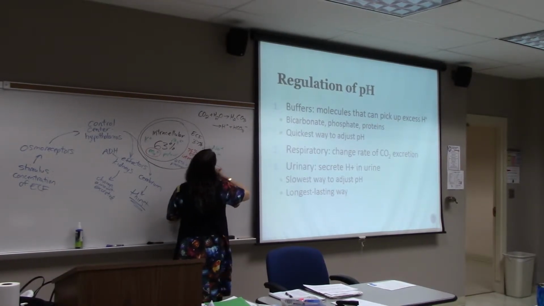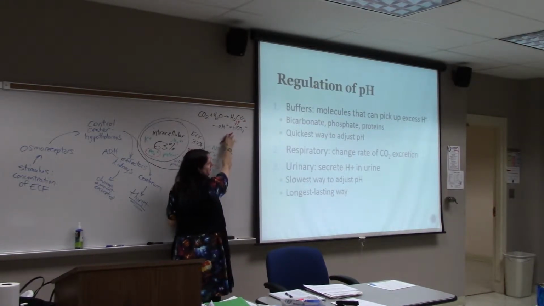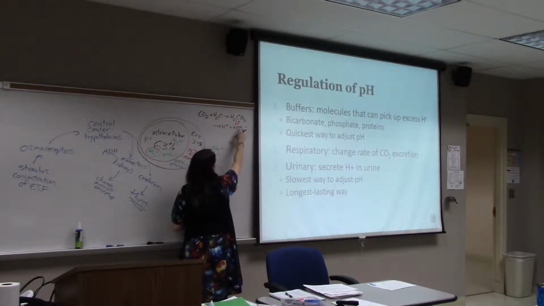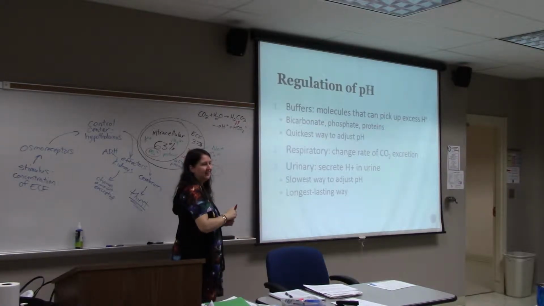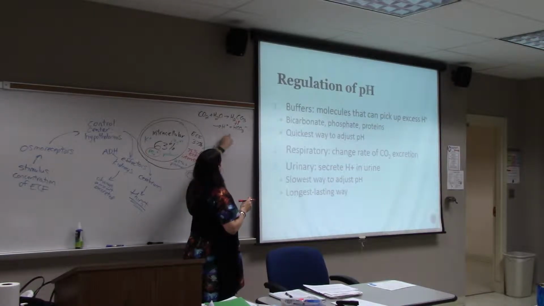What we have here, we just change which way this goes. If there's too much acid around, this will go this way. The bicarbonate will become carbonic acid. If there's not enough hydrogen around, carbonic acid will release its hydrogen.